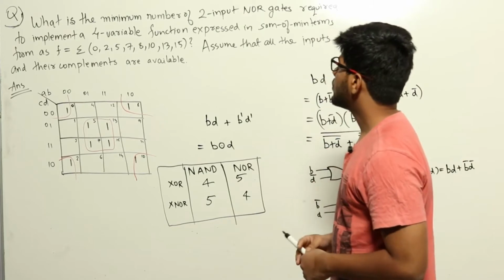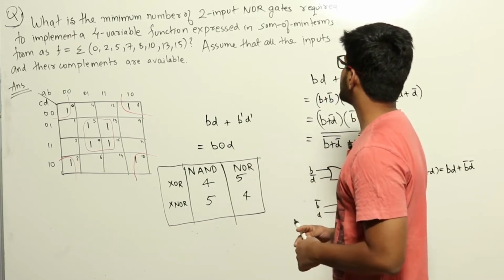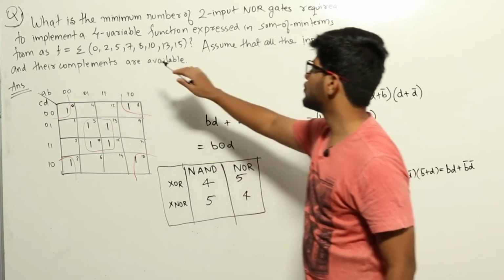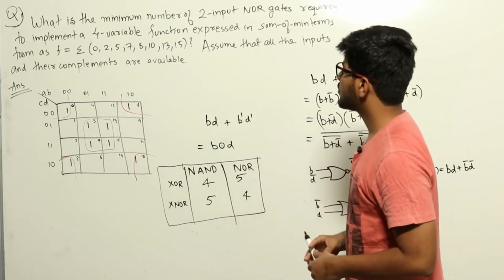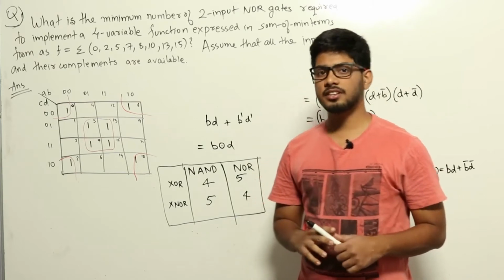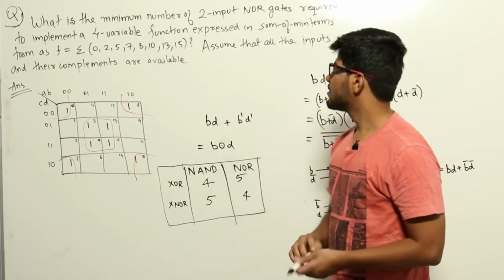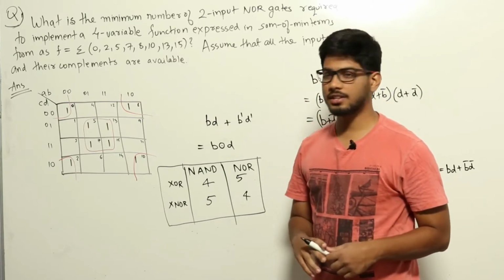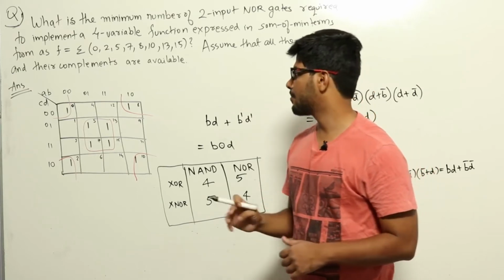What is the minimum number of 2 input NOR gates required to implement a 4 variable function expressed in sum of minterms form as f equal to sigma 0, 2, 5, 7, 8, 10, 13, 15? Assume that the inputs and their complements are available. This is a question coming from the digital logic section regarding minimization of a function using K-map. If you don't know how to minimize a function using K-maps, please refer to the video lectures for K-map from the digital logic topic, first learn about it, and then come back here.